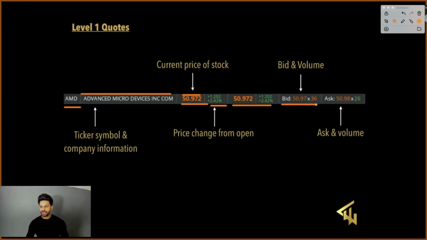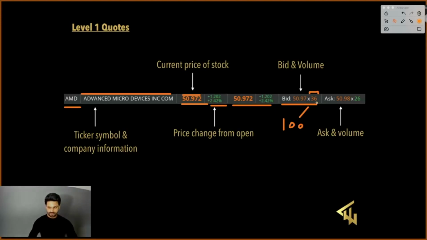Then you have your bid and your volume. Volume is referred to as the amount of shares this person is trying to buy. In this particular scenario, we have a buyer who's trying to buy AMD at $50.97, and there are 36 orders, meaning 36 times 100. Now these buyers can be multiple people or it can be one person. We really don't have any way of finding out if it's coming from five people or just one person.